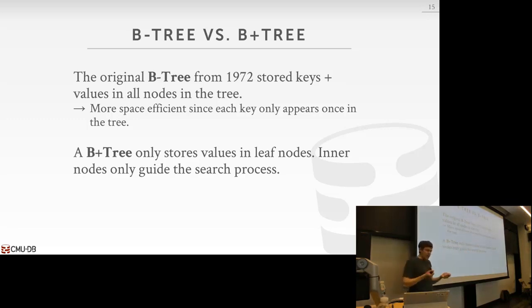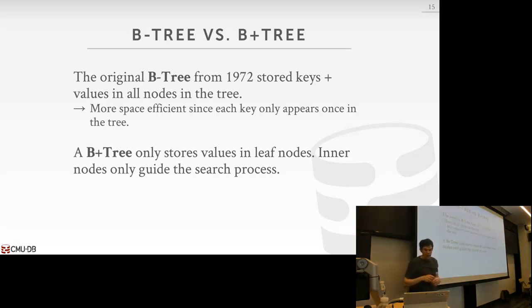Furthermore, if I delete a key in a B plus tree, I would remove it from the leaf node, but I may not actually remove it from the inner nodes, depending on whether I rebalance or not. Right, I may not have a path going down to it. Or sorry, if I delete it from the leaf node, I may keep it in the inner node because that's how I figure out what path to go down if I'm looking for other keys.